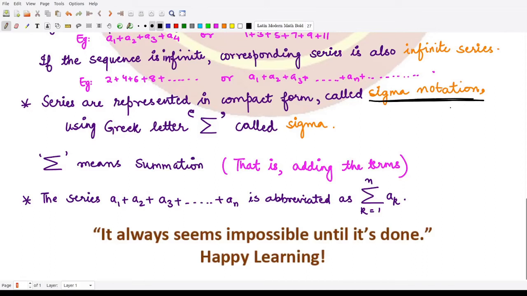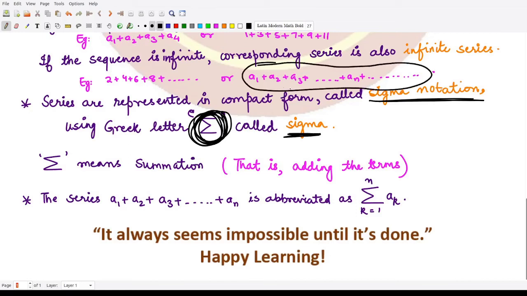Now what is the sigma notation? In Greek, when we are using the Greek letters, this symbol over here, it represents sigma. The name of the symbol is sigma, right? And we use this particular symbol in order to represent this addition. Now when we are just adding all the terms, we can write sigma in front of this a to represent that we are adding all such a's.